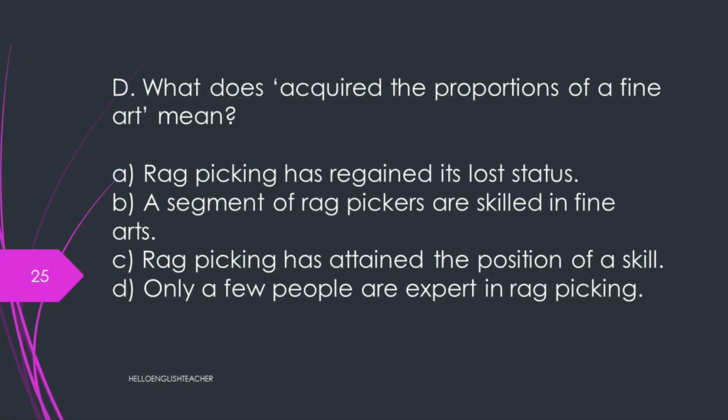What does acquire the proportions of a fine art mean? Rag picking has regained its lost status. A segment of rag pickers are skilled in fine arts. Rag picking has attained the position of a skill. Only a few people are expert in rag picking. So the answer is C. Rag picking has attained the position of a skill.